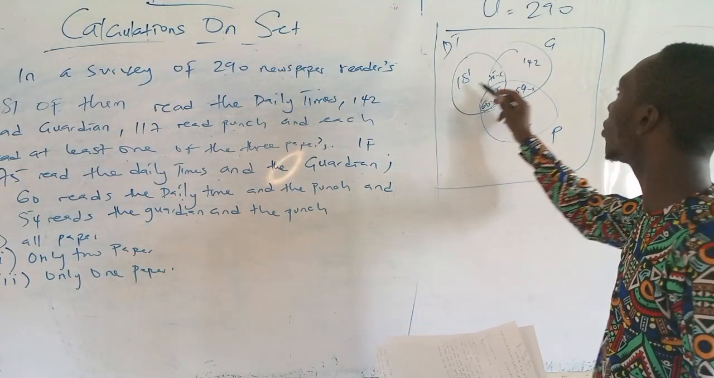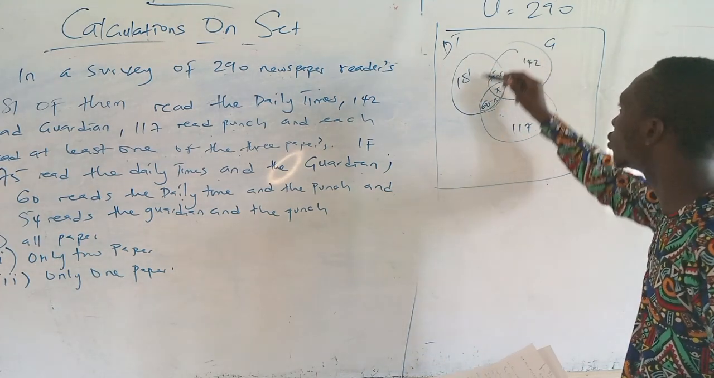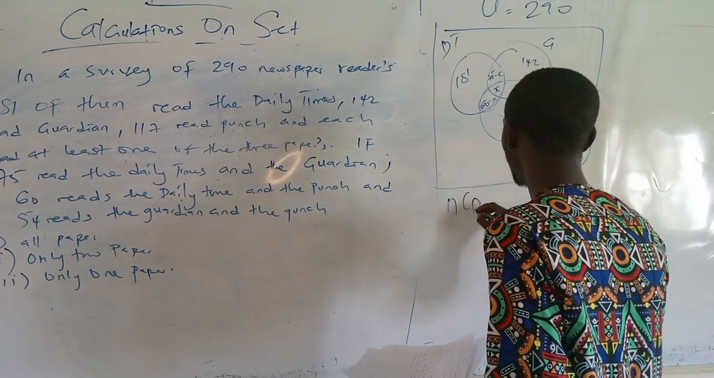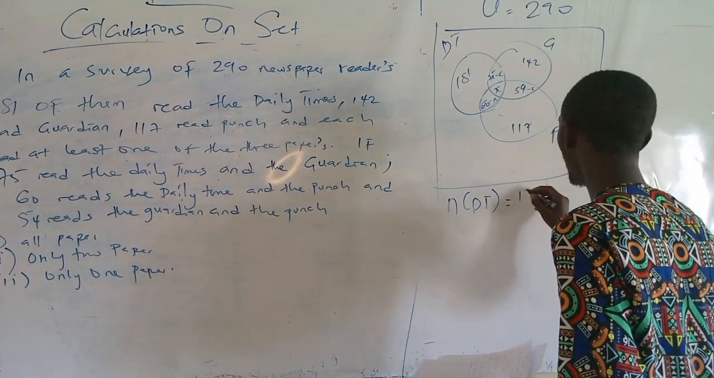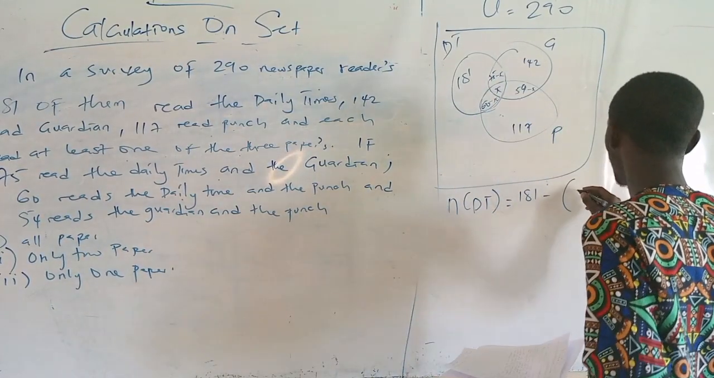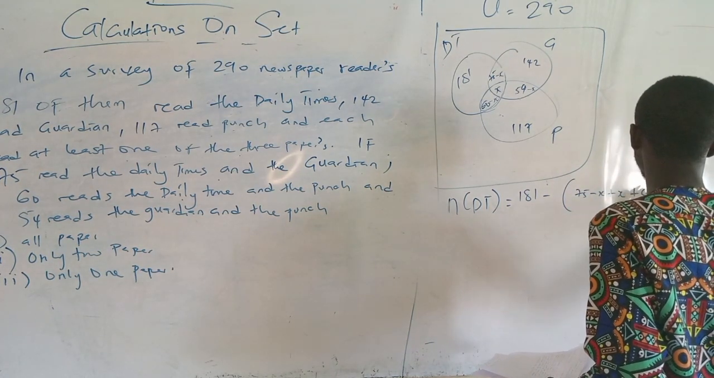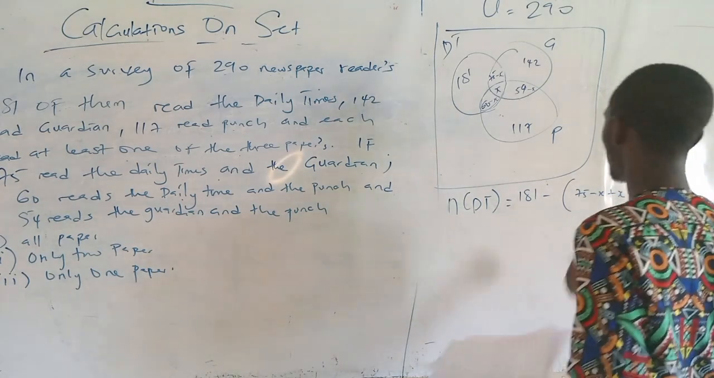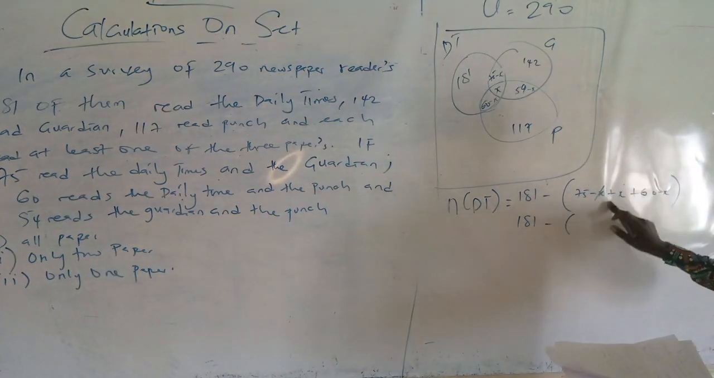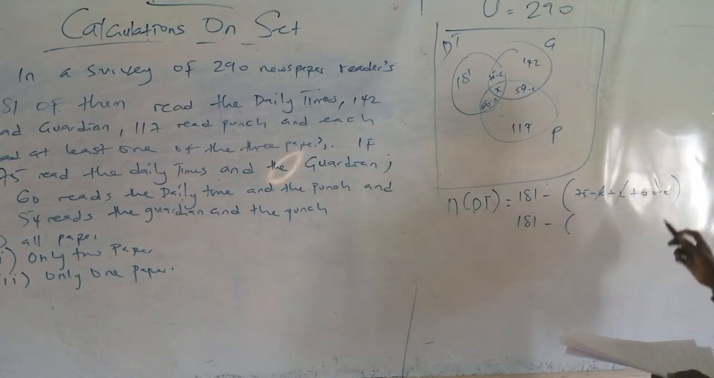Now this 181. Look at this circle. All this place is cutting out from 181. So we remove all these things from 181 to get only Daily Times. So you go 181 minus, we remove all these ones, so we add all these ones and remove it from 181. So it will be 75 minus x plus 60 minus x. So very easy. So it becomes 181 minus, the x's cancel. Are we seeing it? So we are left with 75 plus 60 minus x.